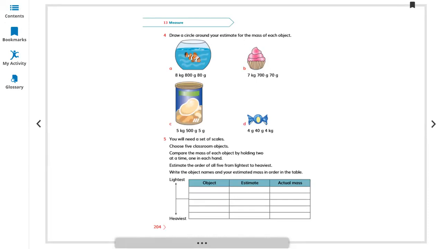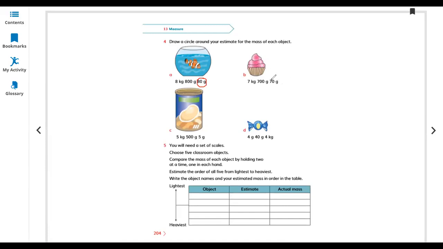This is 8 kg, not possible. 800 gram or 80 gram. 80 gram. Okay, and this is 7 kg, not possible, near to 70 gram. And the beans box or tin, it's 5 kg, no. 5 gram or 500 gram. 500 gram is possible, half kg. And a toffee, a sweet candy, this is only 4 gram.